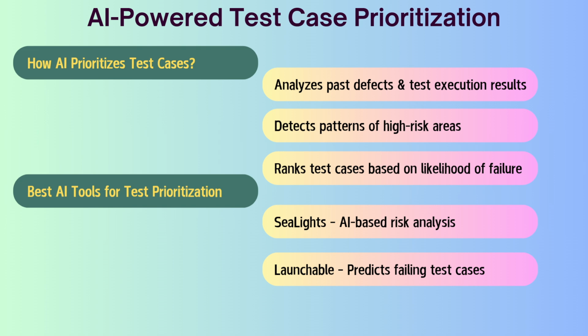So for this, what are the best tools we can use for test prioritization? You can use Sealights, that is AI-based risk analysis for test coverage optimization, and also you can use Launchable, that predicts failing test cases to speed up the CI/CD pipeline.